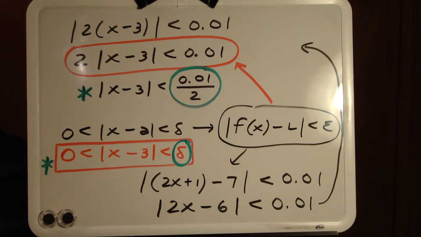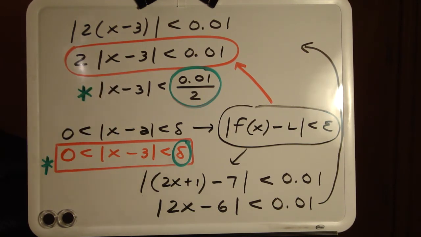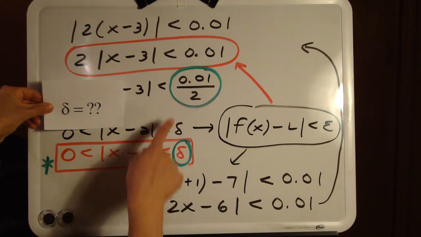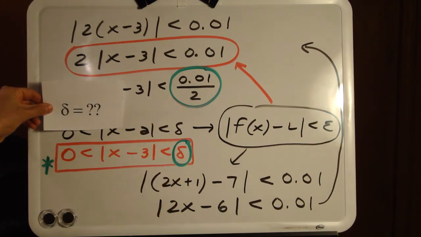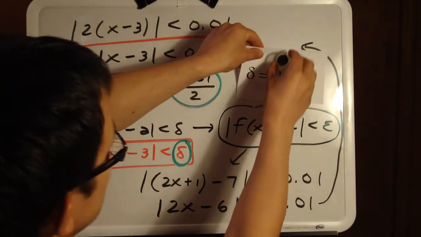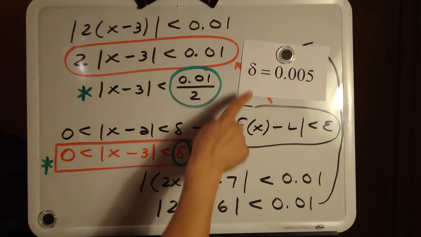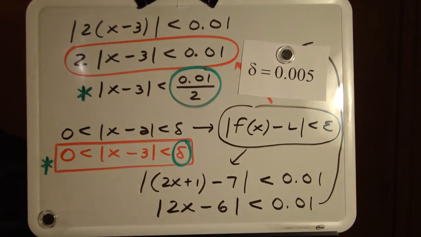So when we say epsilon is given to be a certain number, and in this case epsilon was 0.01, then what is our delta value going to be? Well, this is one that is suitable: 0.01 divided by 2. So we could say in this problem, this would be a delta value that would be acceptable. So delta is equal to 0.005.